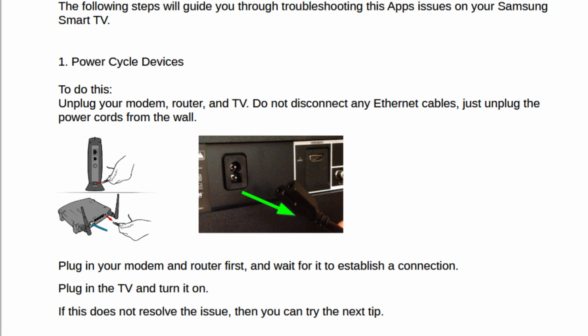1. Power cycle devices. To do this, first, unplug your modem, router, and TV. Do not disconnect any Ethernet cables, just unplug the power cords from the wall. Then, plug in your modem and router first and wait for it to establish a connection. Now, plug in the TV and turn it on. If this does not resolve the issue, then you can try the next tip.